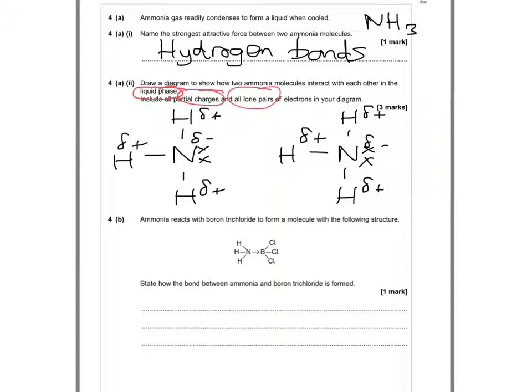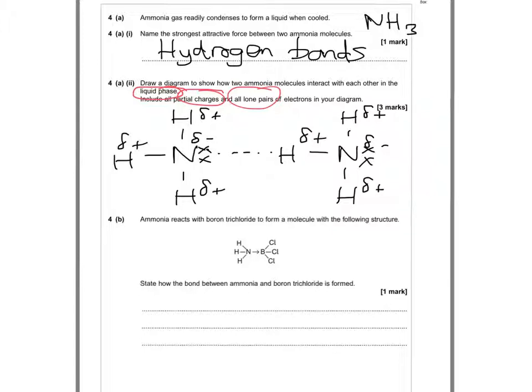And the third mark is for drawing a hydrogen bond from the lone pair on a nitrogen to a hydrogen on another molecule. So a little dotted line there is perfect. Okay, if you haven't drawn the hydrogen bond from the lone pair, you would lose that mark. If it's just from the nitrogen but not from the lone pair, you lose that third mark.